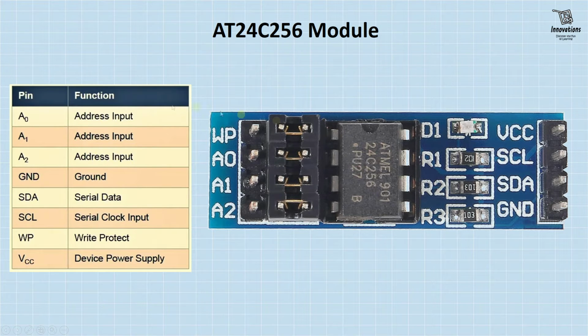So what are these pins for? The A0 pin is address input, the A1 pin is address input, the A2 pin is address input. Using these three pins we change the I2C address of the module.